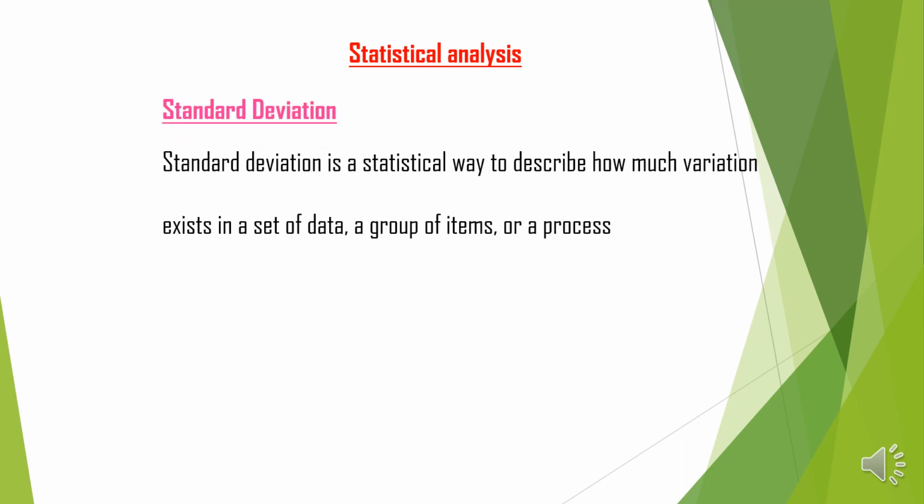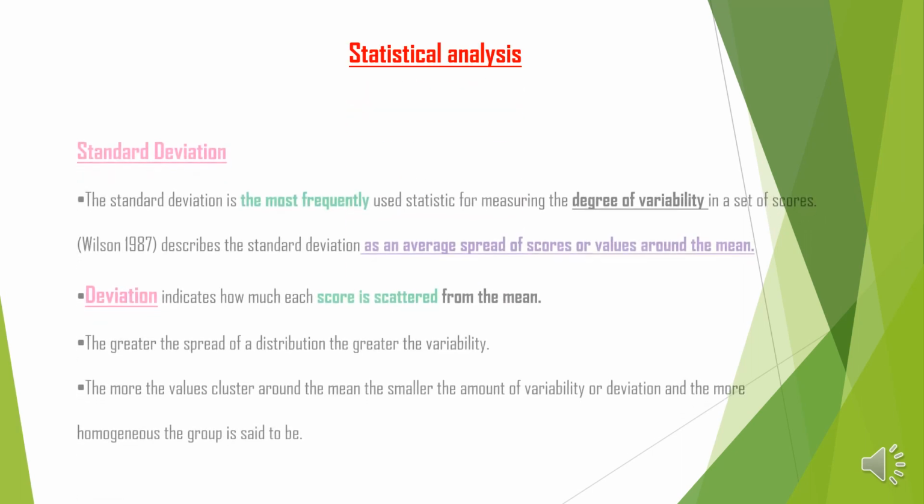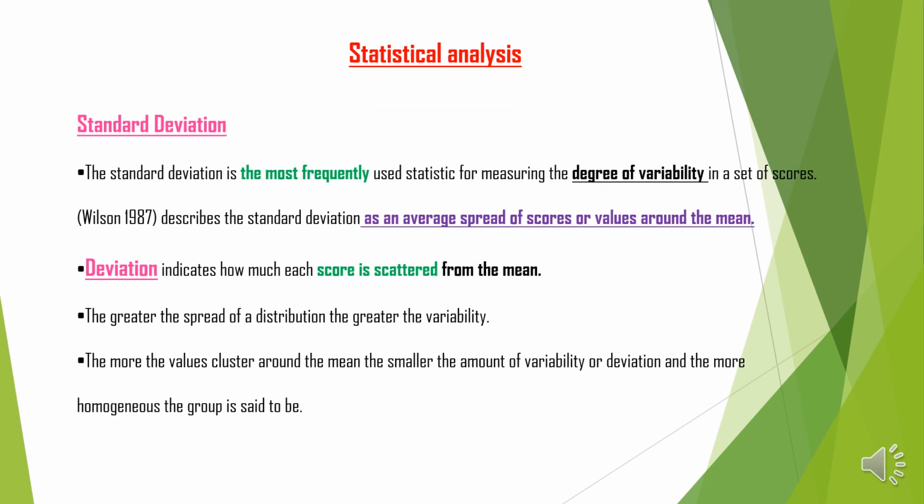What about standard deviation? It is the statistical way to describe how much variation exists in a set of data, a group or a process. Standard deviation is the most frequently used in statistics for measuring the degree of variability. If you want to know how much variability there is in some statistical process, you have to use the standard deviation. Okay? Wilson in 1987 described the standard deviation as an average spread of a score or value around the mean. It's how much the data elements are spreading away or around the mean.